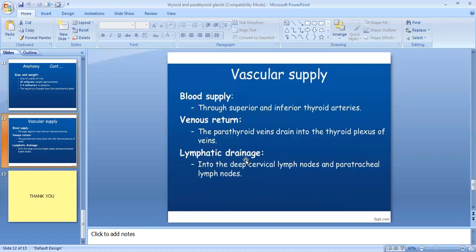Blood supply of the parathyroid glands is from the superior and inferior thyroid arteries, and the venous drainage is into the thyroid plexus of veins. Lymphatic drainage is into the deep cervical lymph nodes and paratracheal lymph nodes.